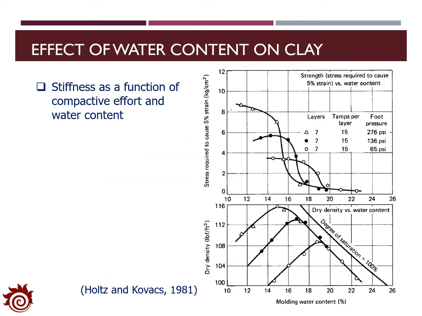The stiffness of the soil is also a function of water contents. From the field analysis, we can also see that the stiffness is a function of the compactive effort. The two figures here actually demonstrate the impact of the water contents and the compactive effort to the stiffness. The figure on the top shows the stress required to cause 5% strain, which is applied to measure the stiffness with respect to different foot pressure, which is applied to measure the compactive effort under different moisture contents.